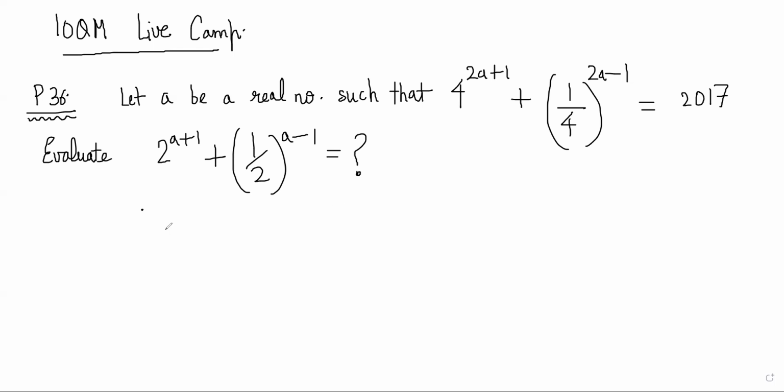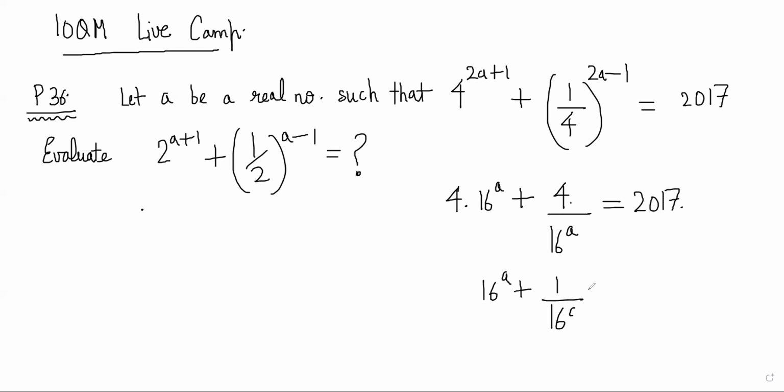Okay. Sir, I did a different method. So first of all, I wrote 4 to the power 2a plus 1 as 4 into 16 to the power a. And this second part I wrote as 4 upon 16 to the power a is equal to 2017. So I took 4 common and put it into 16. 1 upon 16 to the power a is equal to 217 upon 4. So I added 2 to both the sides.